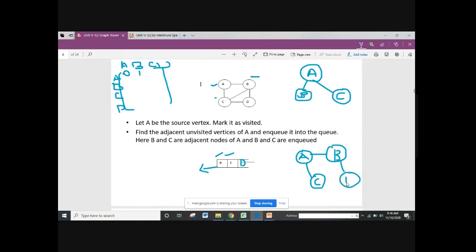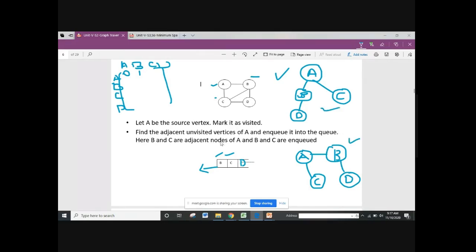So see, all my vertices are there. Otherwise, if I draw it like a tree, it's the same diagram only. I represented it like this. That's all. When I'm dequeuing B, I have received D as the output, as the adjacent vertex. So this is my BFS diagram, breadth first search diagram. A, B, C, D, this is the order. A, B, then C will come out, then D will come out. So both diagrams are the same only.